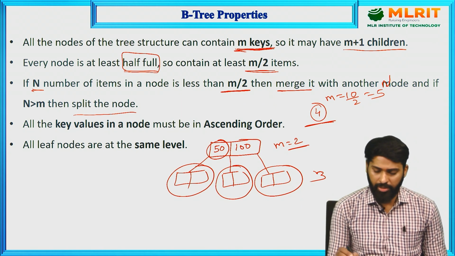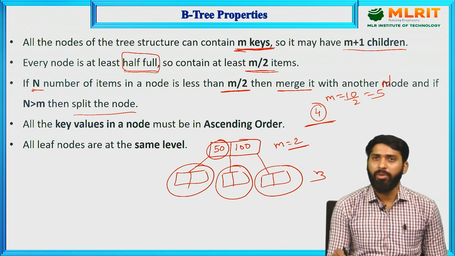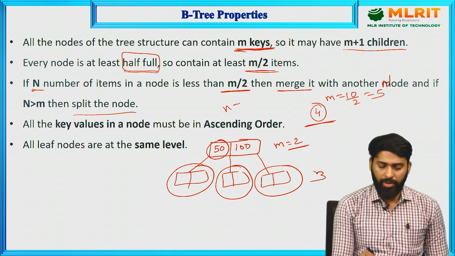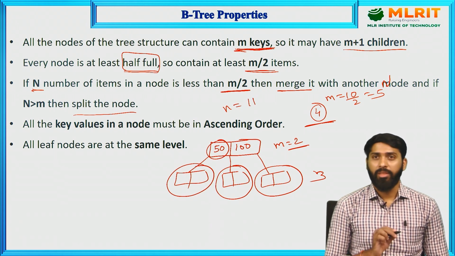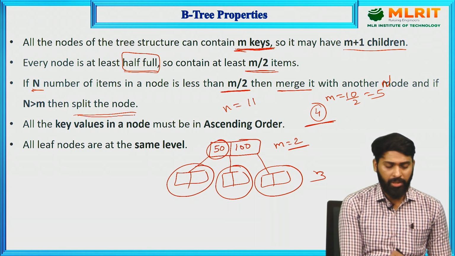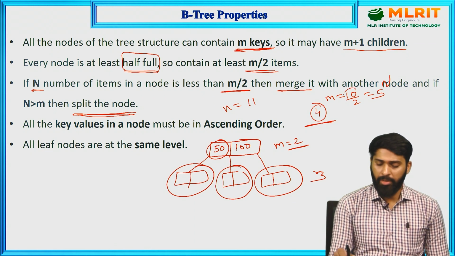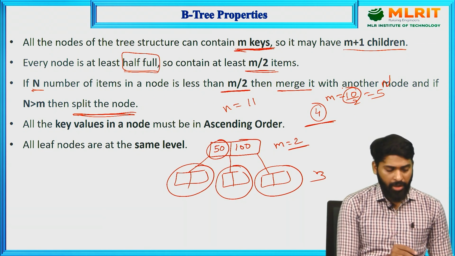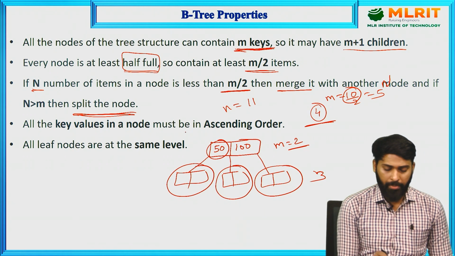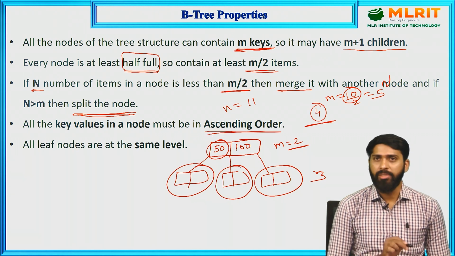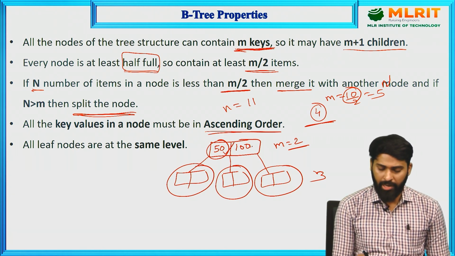For example, here m equals 10. The number of items is 11. Then you are going to split the node. Why? The maximum number is 10 here. All the key values in a node must be in ascending order. Ascending order means, for example, 50, 100.